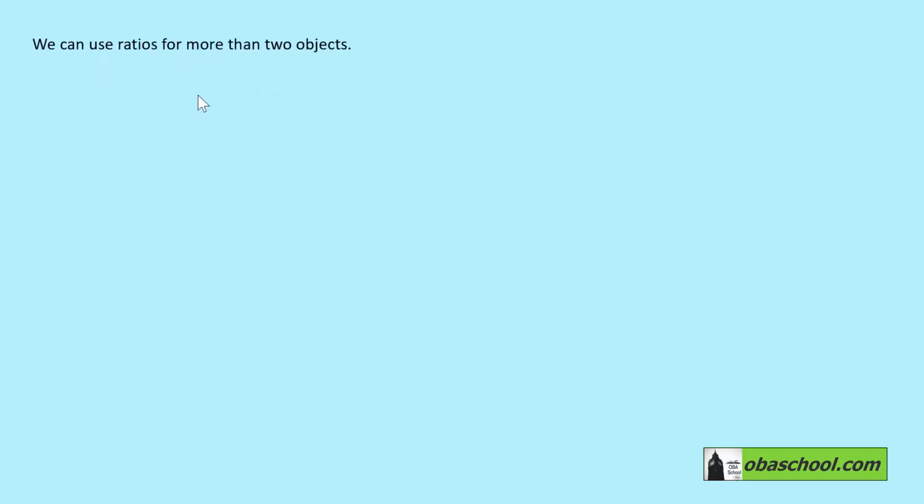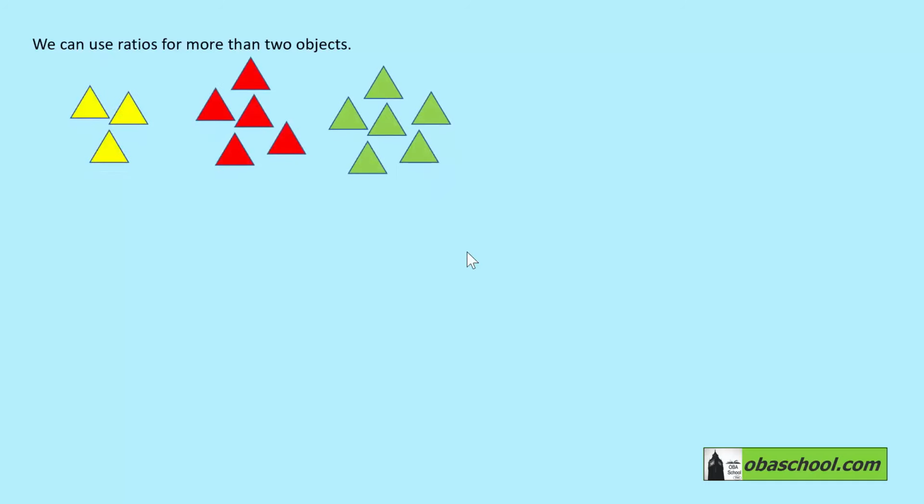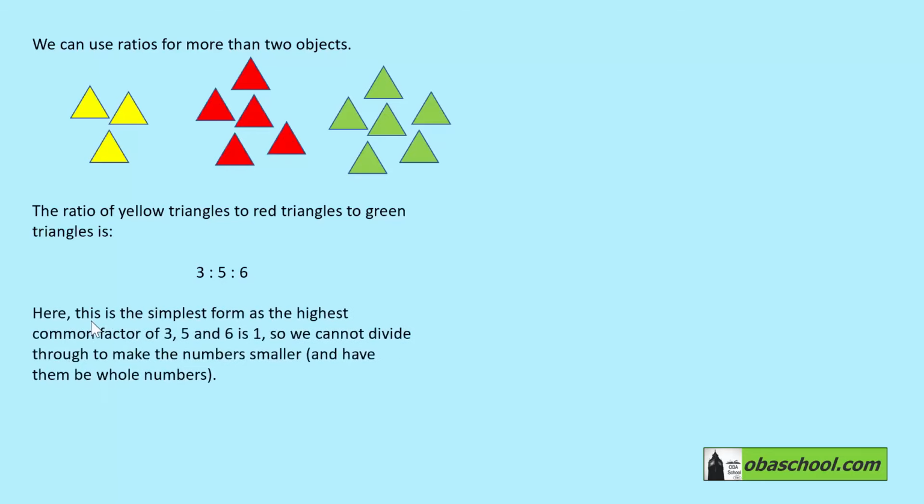We can use ratios for more than 2 objects. So let's look at these triangles. The ratio of yellow triangles to red triangles to green triangles is, just count the triangles, 3 to 5 to 6. Here, this is the simplest form, as the highest common factor of 3, 5 and 6 is 1. So we cannot divide through to make the numbers smaller and have them still be whole numbers.